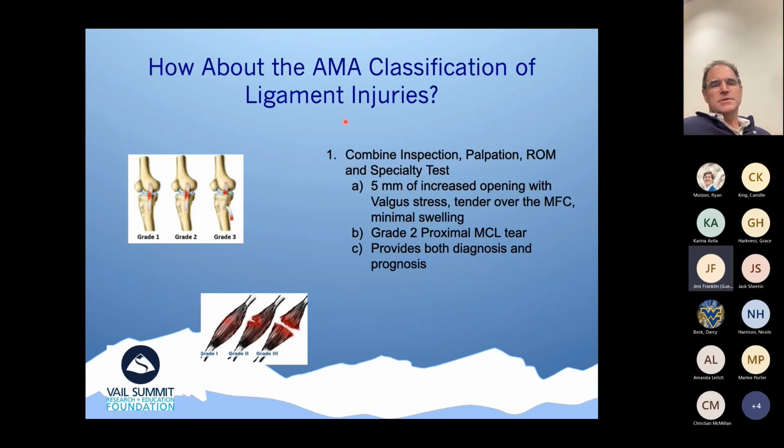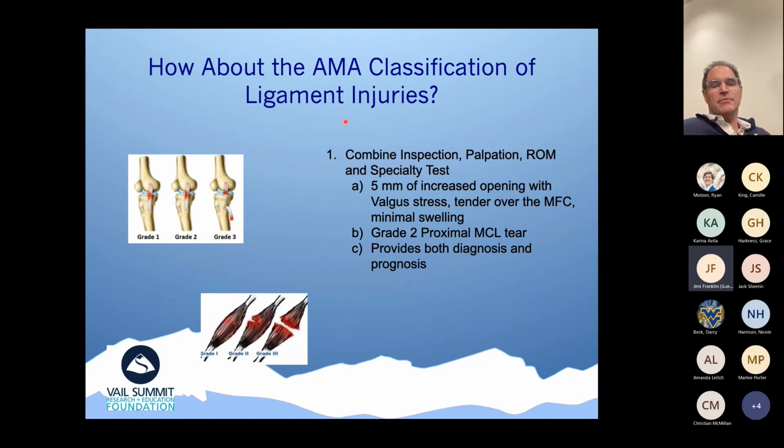So this combines inspection, palpation, range of motion, and specialty test: 5 millimeters of increased opening with valgus stress, tender over the medial femoral condyle, minimal swelling. That would be a grade 2 proximal MCL tear. So you can go to both anatomical abnormalities as well as physical exam findings with an AMA classification and IKDC to a lesser extent. But that provides both diagnosis and prognosis.